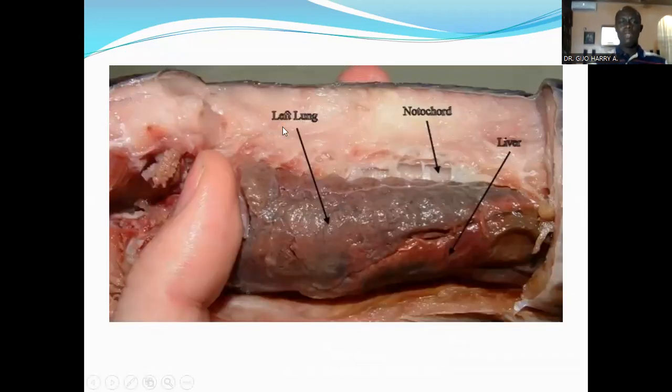Now, this is the lung of the African lungfish, which is used for respiration. It wraps around the alimentary canal. And these organisms also have a notochord that is still found in the adults. And this is the liver.